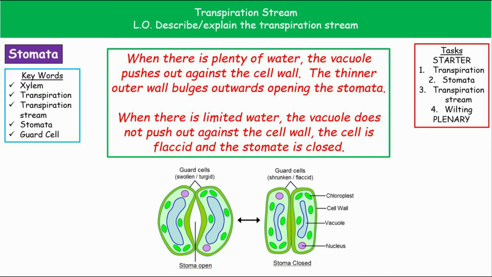When there's limited water, the vacuole doesn't push out against the cell wall, the cell is flaccid and the stomata are closed. And I've misspelt stomata there, so please just correct it. It's not stomati, it should be stomata with an A at the end. And that's the diagram on the right there. So make sure you get those points written down if you didn't get them in your explanation in your own words.